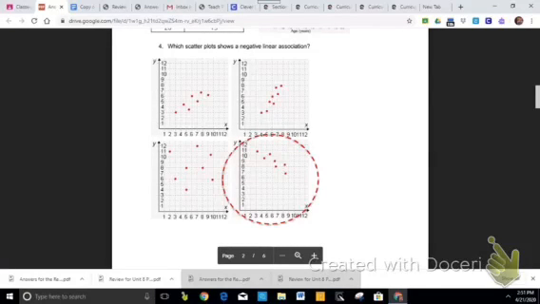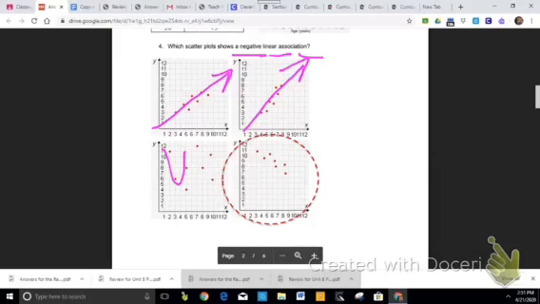Okay, number 4 on the pretest. Which of the scatter plots shows a negative linear association? Well, our first answer choice shows a positive association, so that would not be it. It is linear because more or less it goes up. Our second one also shows a positive linear association.